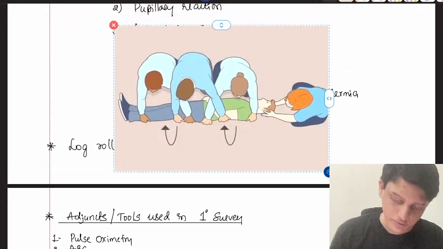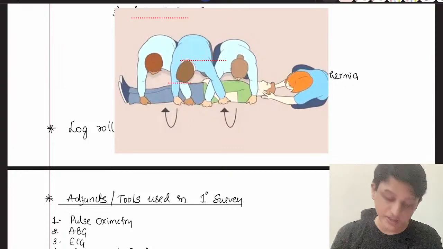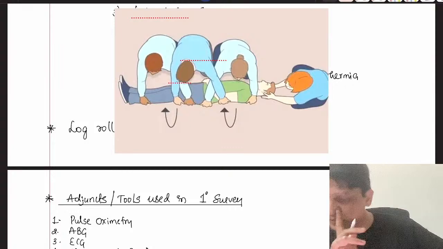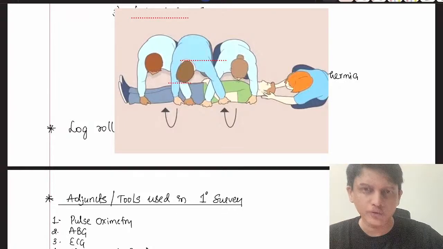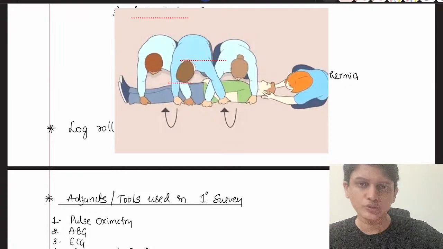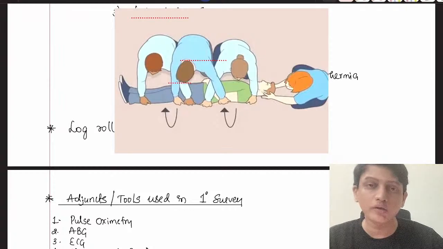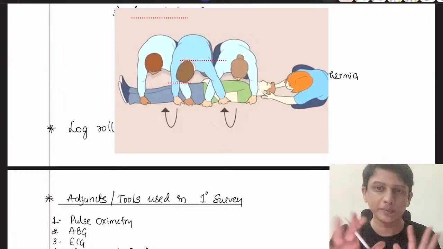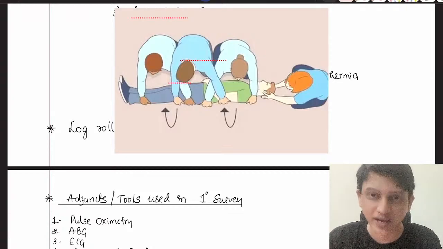Again, a question asked. Know this. What is log roll technique? Minimum number, that's also a question. How many minimum people should be there? 4. Remember this picture. And one more scenario they asked, in log roll technique only: in case of lower limb fracture, one extra person is required. It's 5 people. So 5 people are required for log roll technique with limb fracture. Otherwise, normally 4 people are sufficient.